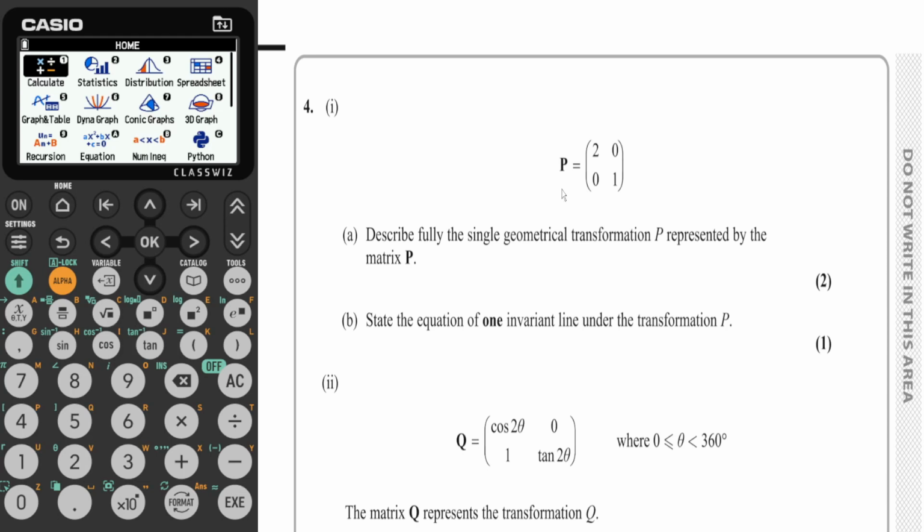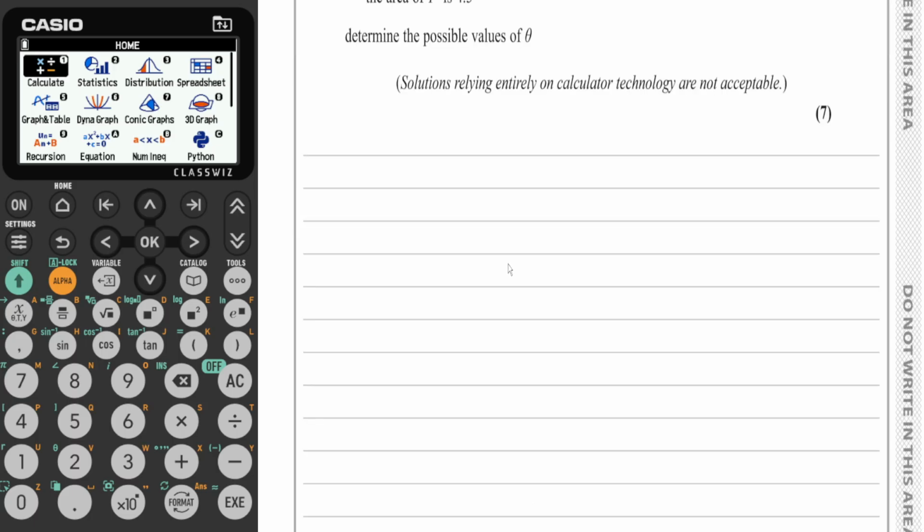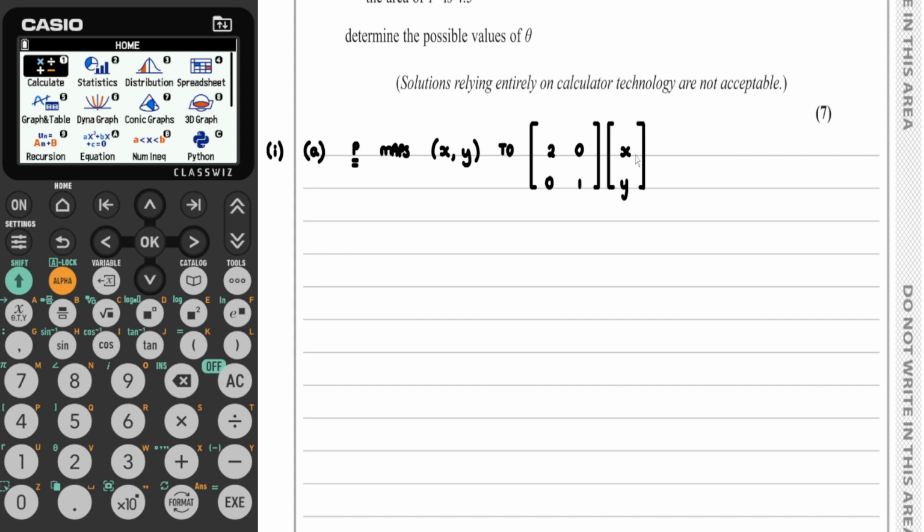Question 4. For the first part, we've got the matrix P given by 2, 0, 0, 1. Part A, describe fully the single transformation P represented by the matrix P. What we need to do is find out what happens when we apply the matrix P to a general point x, y. And so if we do that, we've got the matrix P, 2, 0, 0, 1, and we apply this to a general point x, y. Let's see what we get.